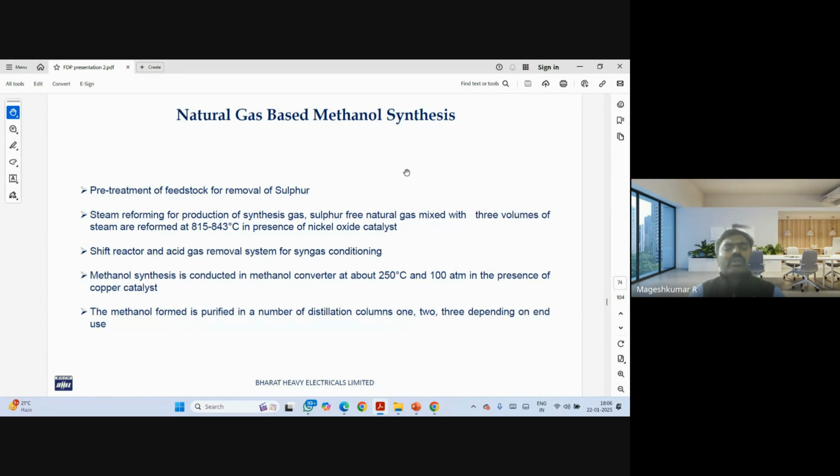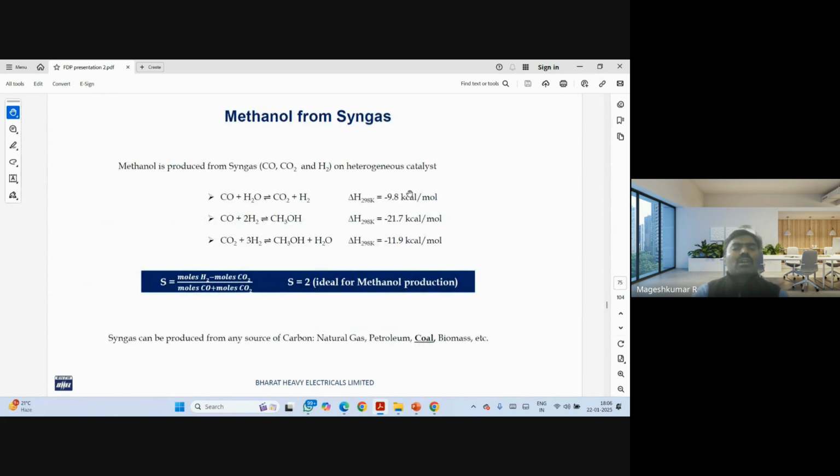Then with respect to natural gas based methanol synthesis, even natural gas can be used for methanol synthesis, and methanol can be produced using that. These are the various chemical reactions which I had mentioned. Here, negative shows that energy would be released by the process, and plus, in the sense, energy would be absorbed. Negative in the sense, it's an exothermic process.